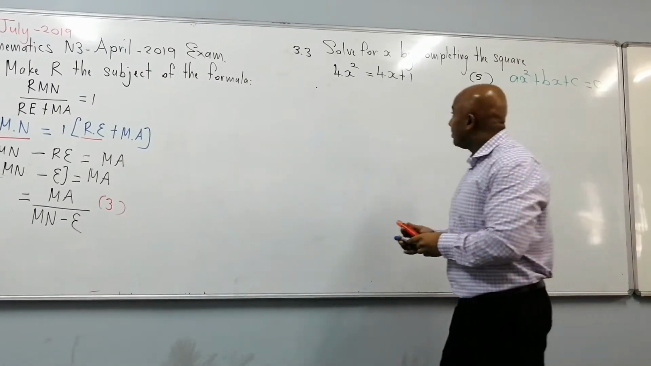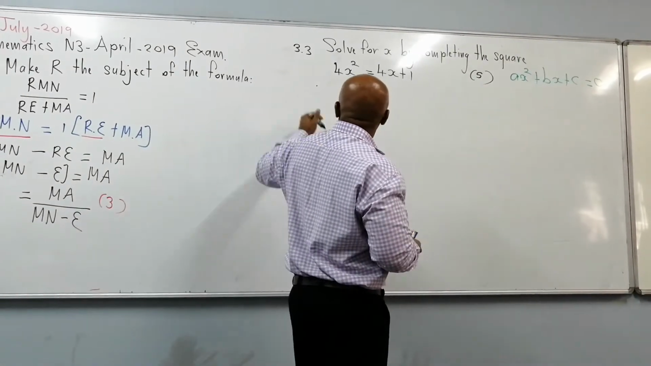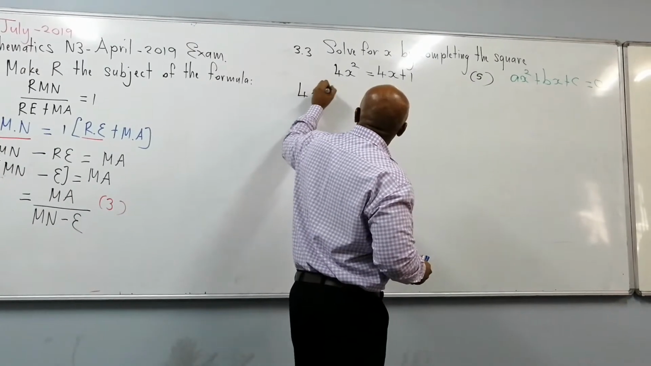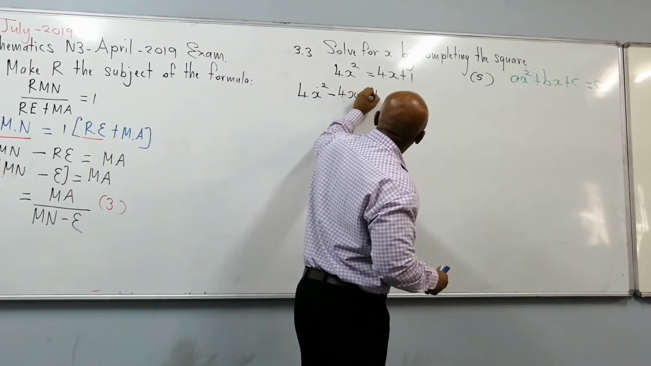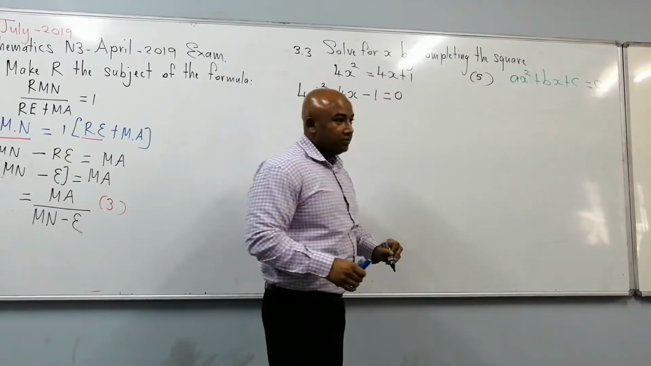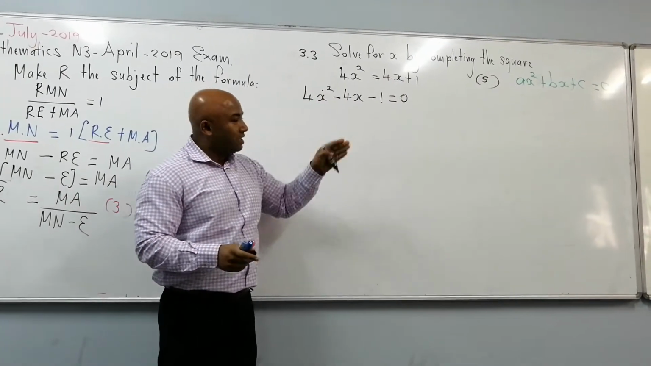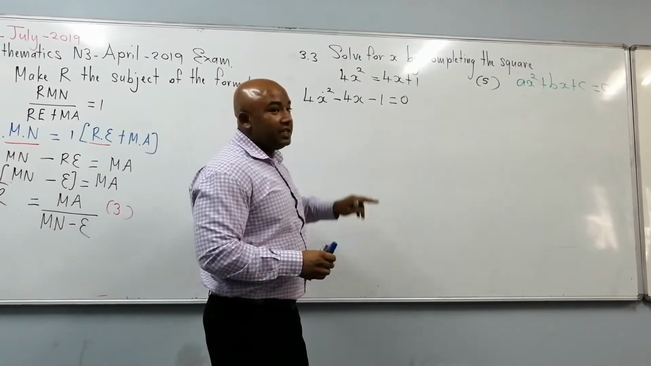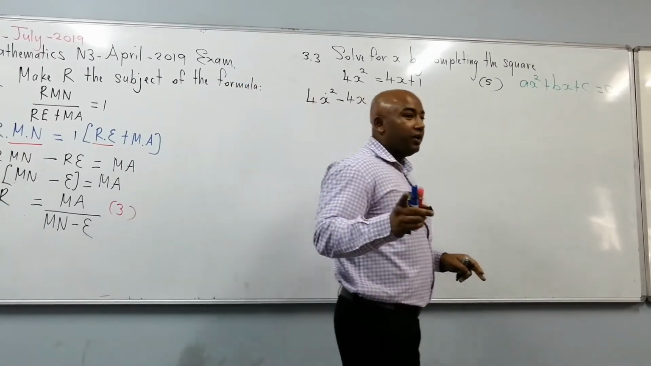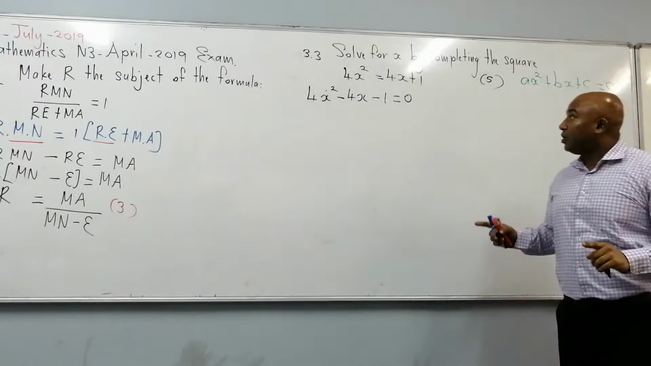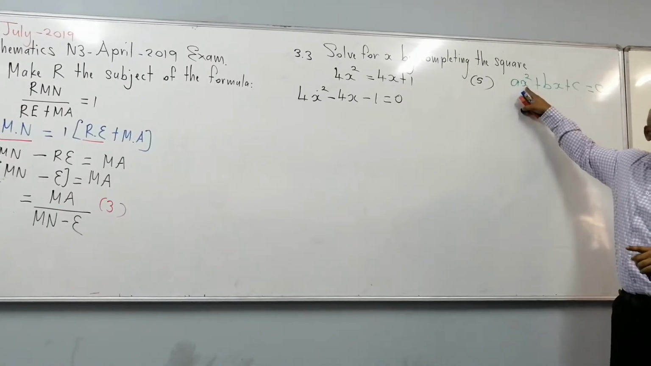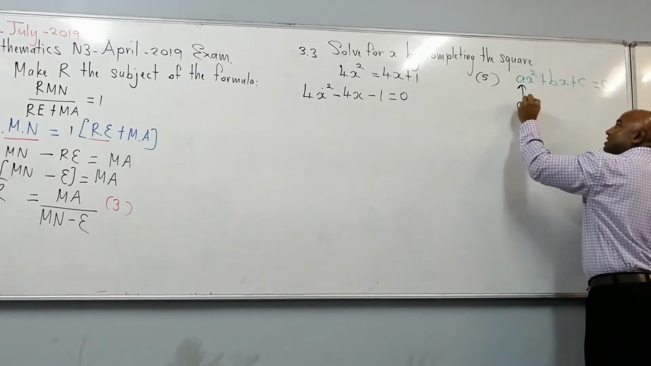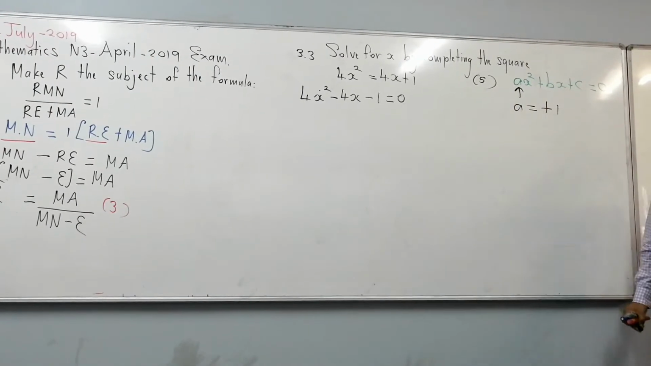So I'm going to make the equation equal to 0. That's 4x squared minus 4x minus 1 equals 0. I'll explain the difference from the way it's done in the N3 book. Now, when you are completing the square, step number 1 is to make the coefficient of x squared, this a value, a positive 1.